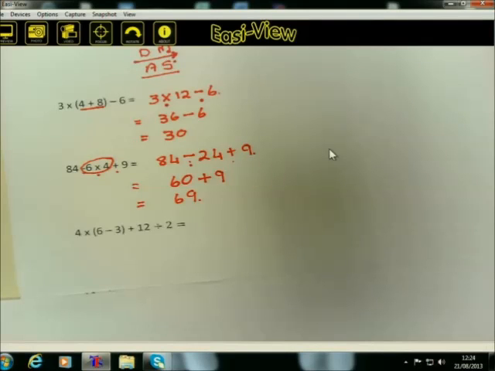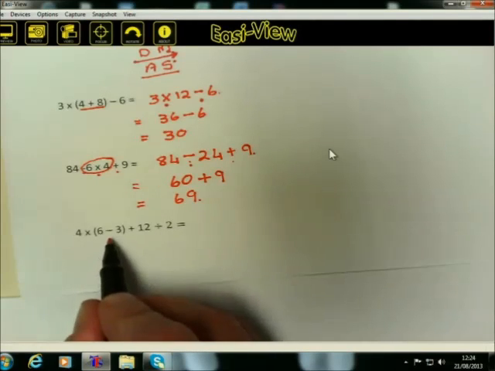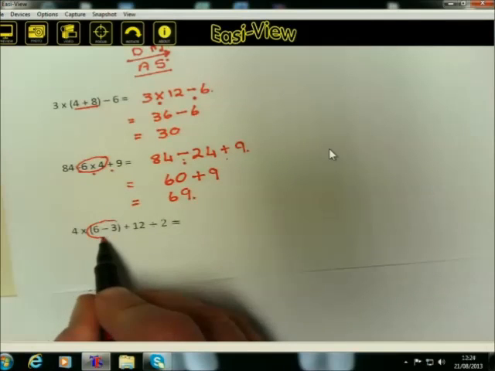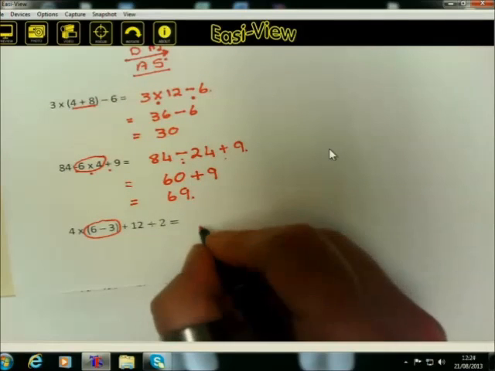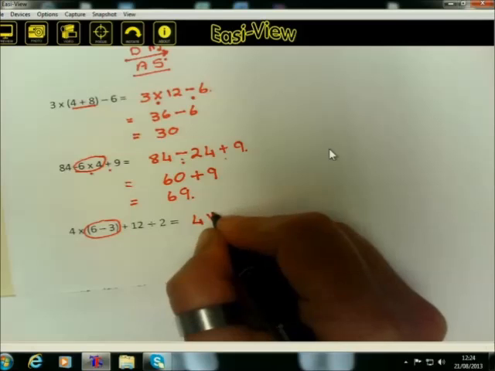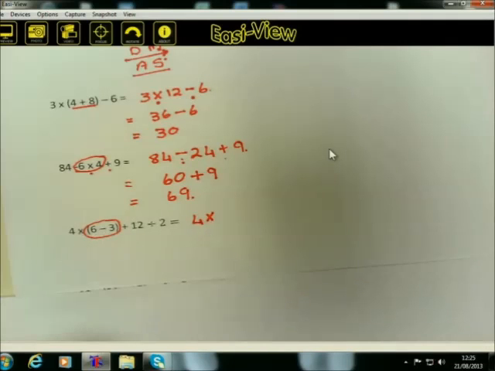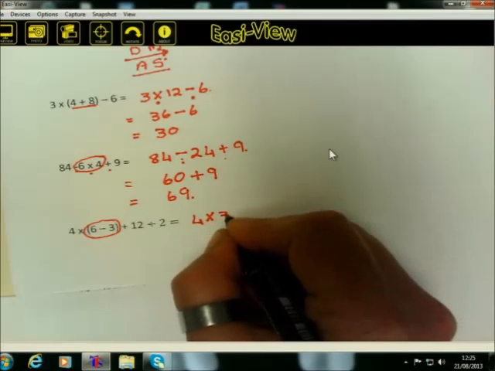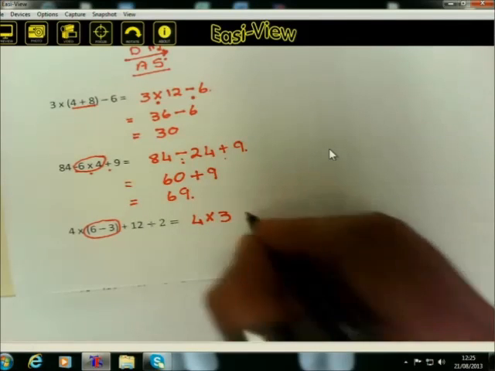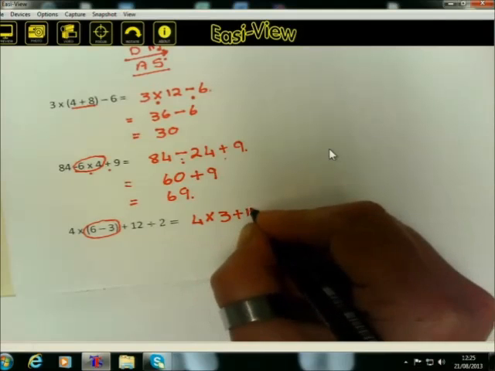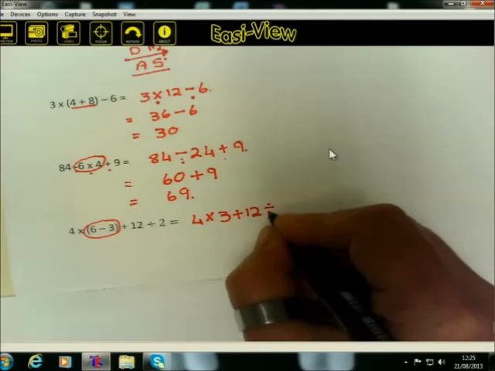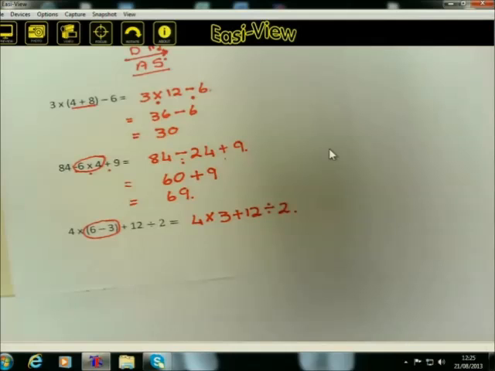Okay, grade 12, how did you find that one? Let us quickly look at the answer and see if you are correct. First of all, we must do what is in the bracket. So I'm going to keep on writing the other things down, but I'm going to work out what is in the bracket. The bracket says 6 minus 3. 6 minus 3 is, of course, 3. Then I'm going to add the 12. And finally, I'm going to divide by 2.